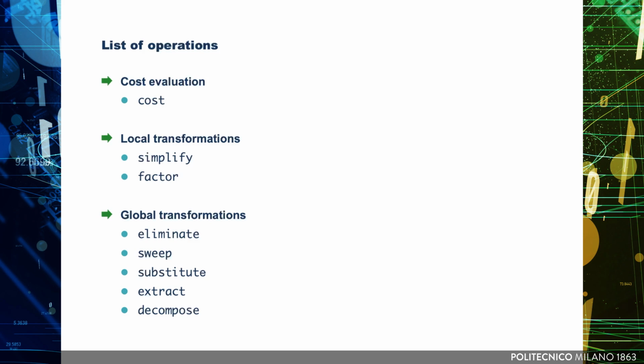We will first introduce how the cost evaluation works, followed by two local transformations, which only modify the internal structure of a node. Then we will look at 5 global transformations, which modify both the internal expressions of multiple nodes and the topology of the graph.